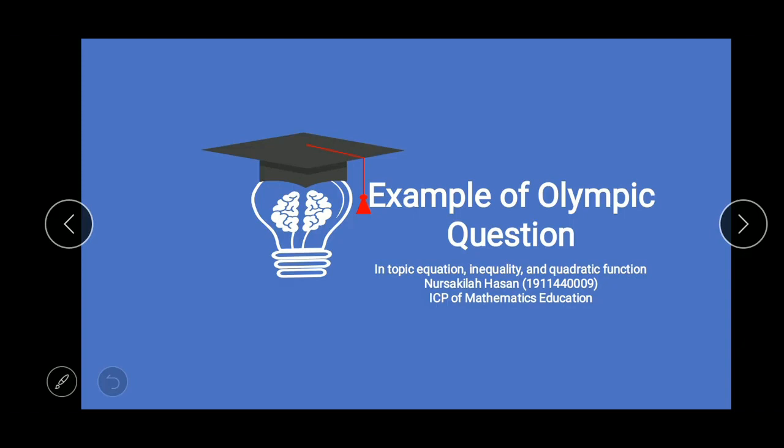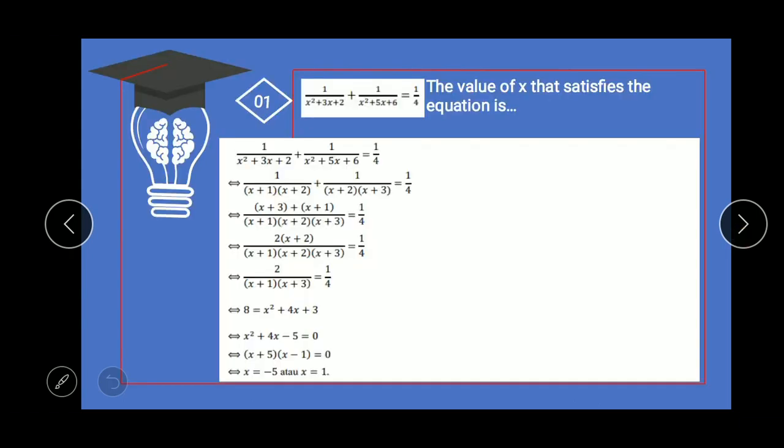Today I am going to explain examples of Olympiad questions in the topic of equations, inequalities, and quadratic functions. Okay, the first example is: 1 over (x squared plus 3x plus 2) plus 1 over (x squared plus 5x plus 6) equals 1 over 4, and the question is what value of x satisfies the equation. For the first term, I factor x squared plus 3x plus 2 as (x plus 1)(x plus 2).